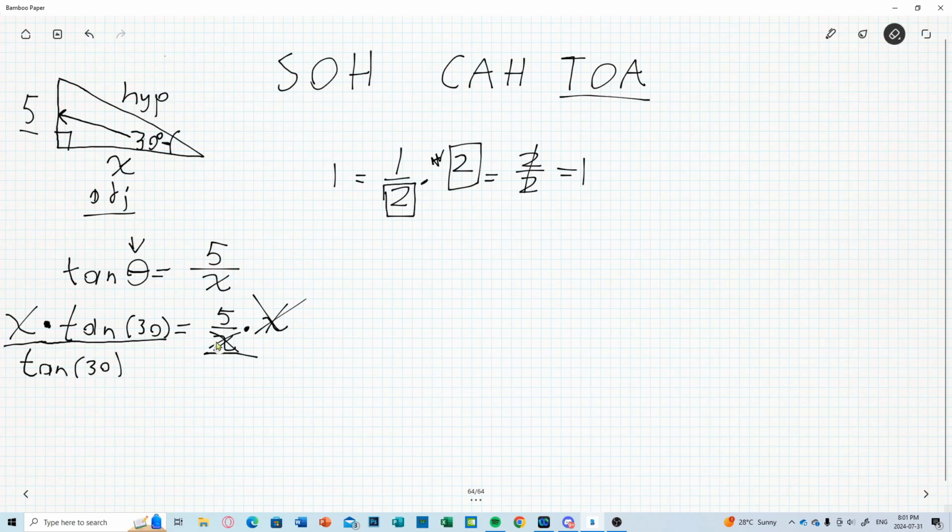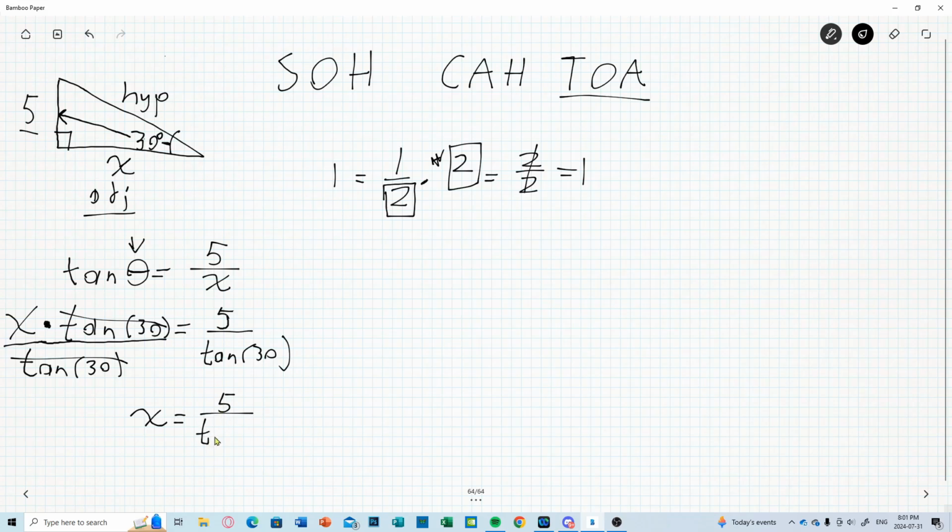And instead of 5 being divided by x, what we're going to do is divide it by the same thing, tan 30, because that's completely allowed. Now what happens is this tan 30 cancels with this tan 30, and we have our final equation, which is x is equal to 5 over tan 30.